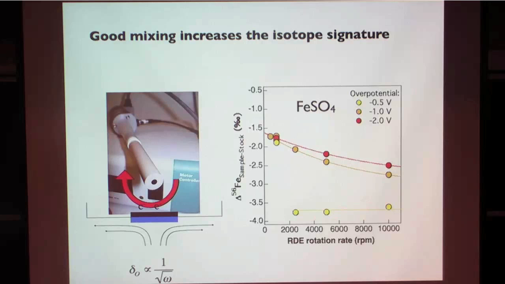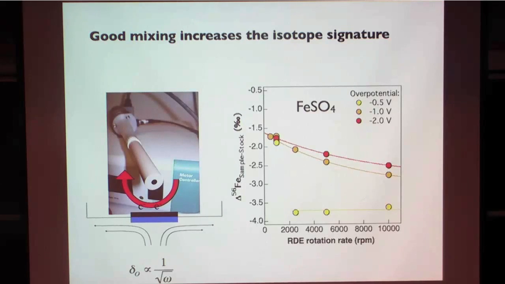Maybe this is what's happening in those high temperature experiments, going back to your question, that we're at this limit already where mass transport doesn't matter. Okay, so now we have a series of measurements that we can make as a function of rotation rate, which is also telling us something about the diffusion limited rate of our reaction.